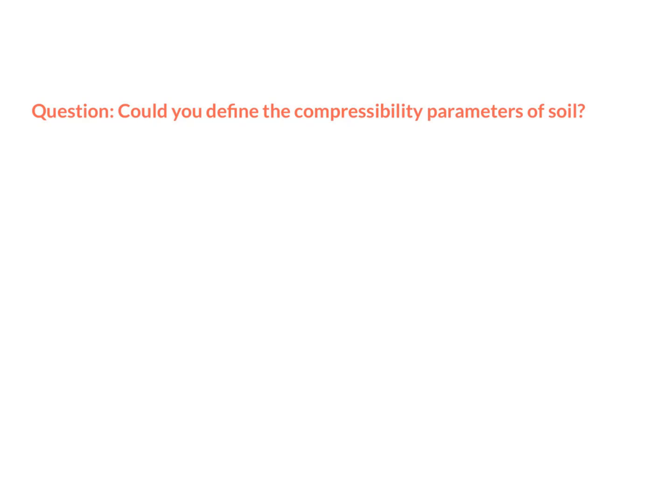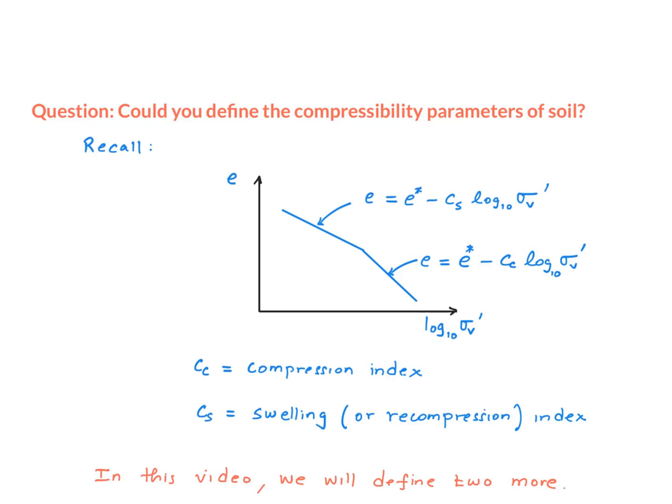The question that I have is, could you define the compressibility parameters of soil? If you recall, we already defined what are called the compression index and swelling index, right? We noted that when e versus sigma v prime for a soil is plotted in a semi-log space like this one right here, you are likely to end up having a relationship that looks like this. Basically, we have a mathematical shape that consists of two straight lines. The first part is called the swelling line and the second part is called the virgin compression line.